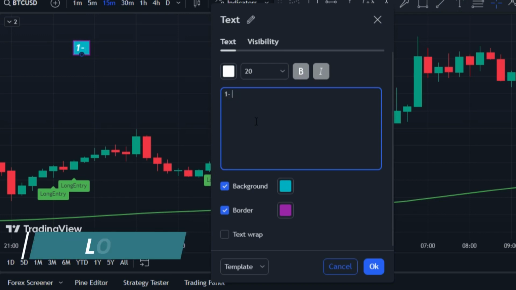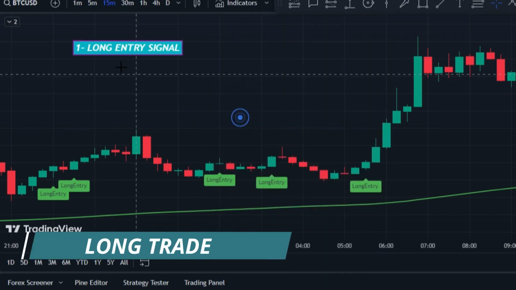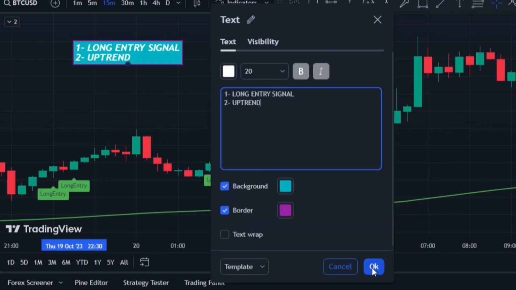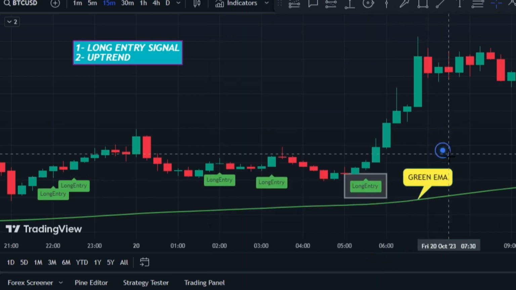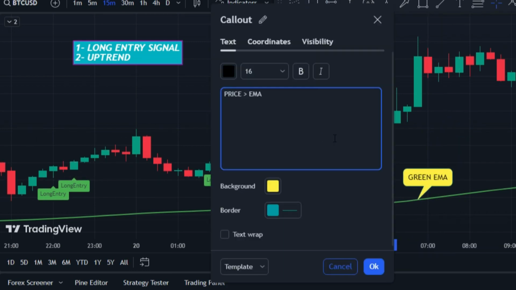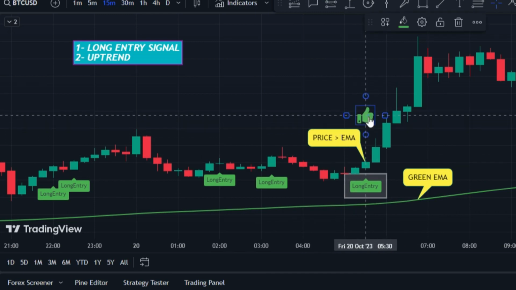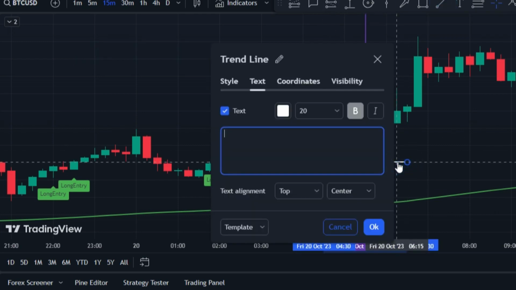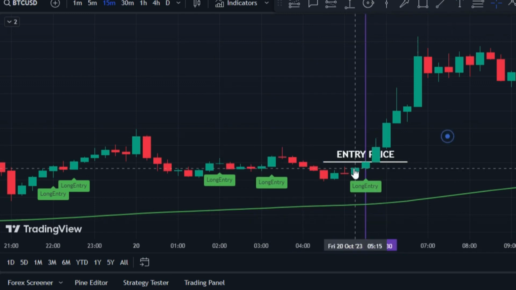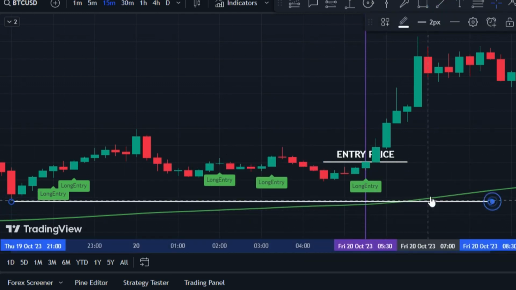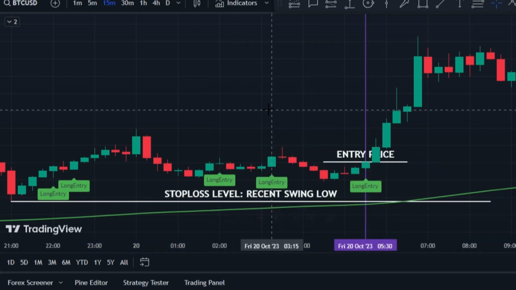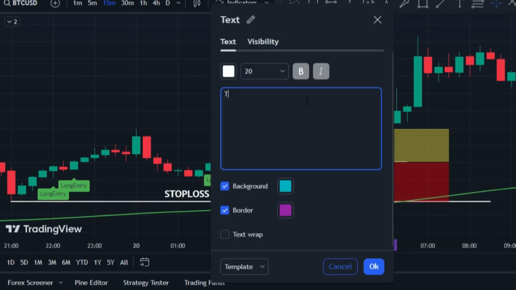So here's how we roll into a trade. If we're feeling bullish, we need a long entry signal first. Then the market needs to be on the rise. If these two things happen together, that's our go signal to jump into a long trade. Next, put your stop loss just below the recent low point, and aim for a target of 1.5 times the stop loss.